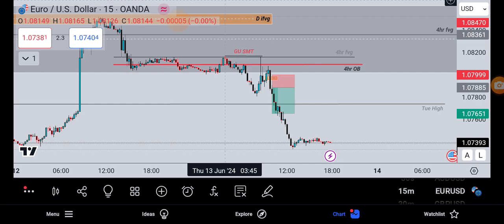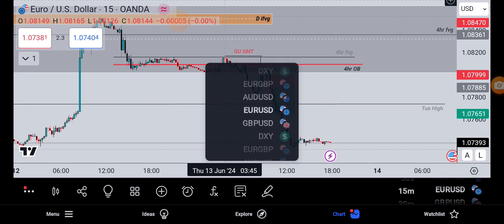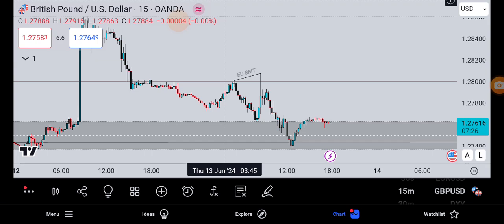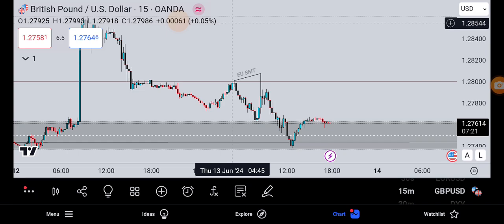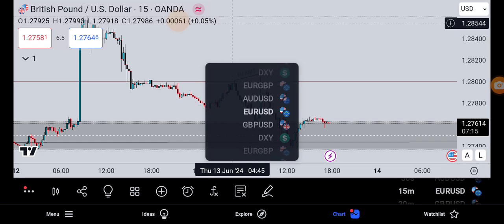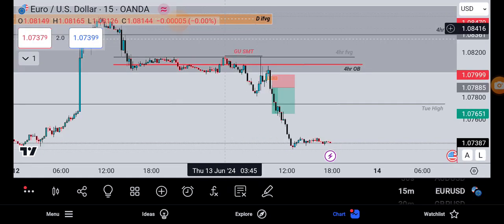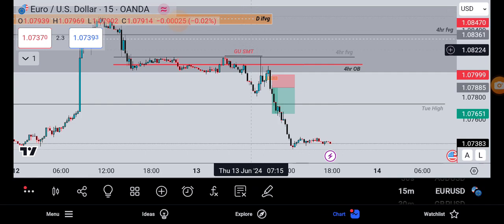which was the 3:45 a.m. If we go on to the GBP, we can notice that the 3:45 a.m. candle for the GU had also been taken out by this 5. So we had that formation of a higher high for the GBP, but the Euro USD formed a lower low. So we didn't see this high being taken. The 3:45 high wasn't taken for the Euro USD, but for the GBP USD, the high had been taken. So this formed as an SMT, so a smart money technique.